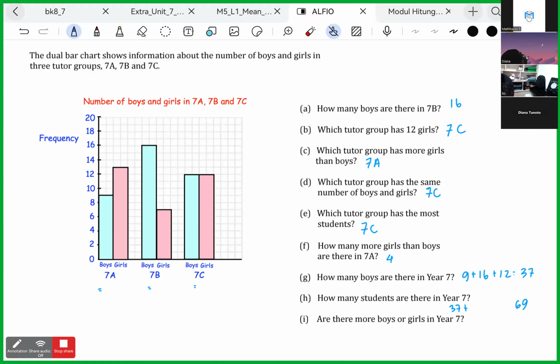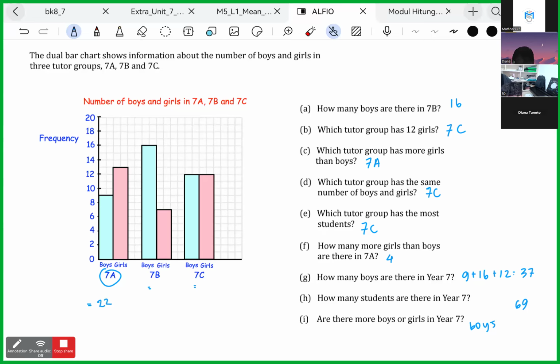Are there more boys or girls in year 7? More boys. Okay, let's see. How many students in total for 7A? Are you just making it up? There are 22 students. Okay.